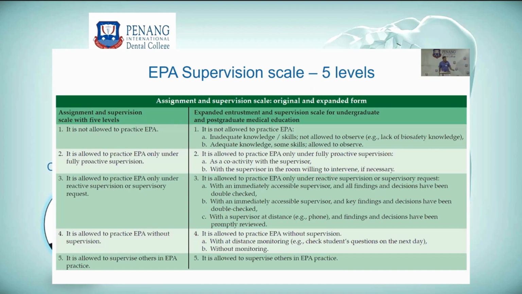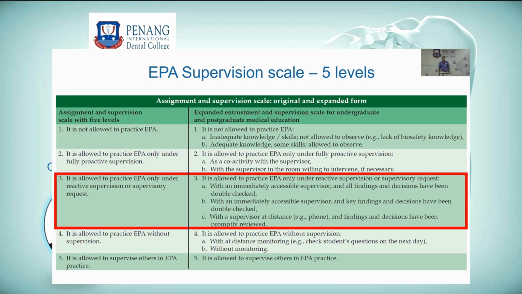In this level of supervision, the simpler form is on your left side and the more detailed form is on your right side. For example, an undergraduate student must have EPA level of supervision 3. That means they are allowed to practice the EPA only under reactive supervision, or supervision on request, with an immediately accessible supervisor. All findings and discussions have to be double checked with an immediately accessible supervisor, and key findings and decisions have to be double checked with a supervisor at a distance, maybe on a phone call. The findings and decisions have been promptly reviewed.